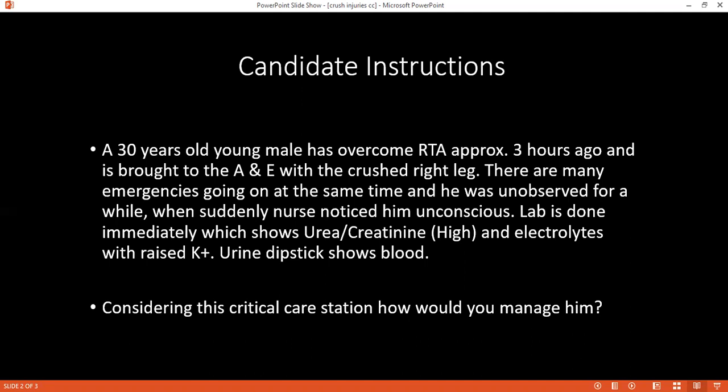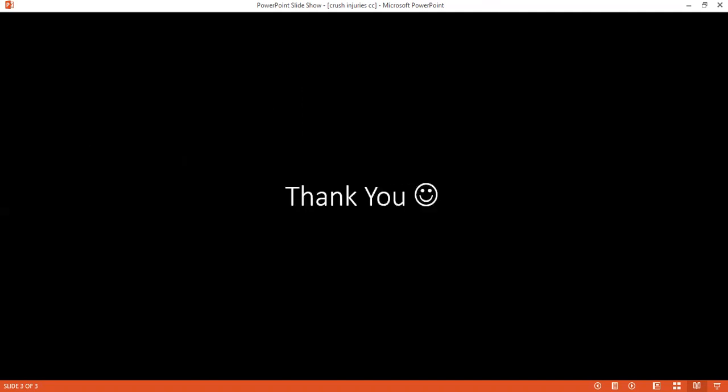And capillary refill time as well, according to the hemorrhagic shock parameters I mentioned. Okay, good. Right, thank you.